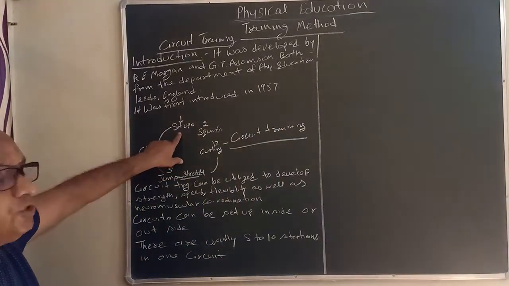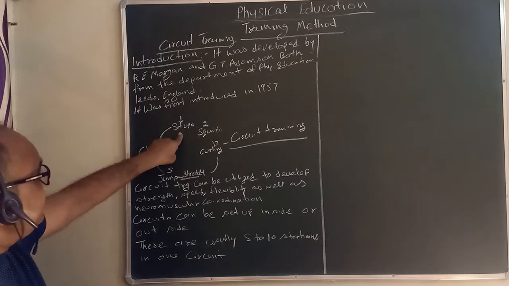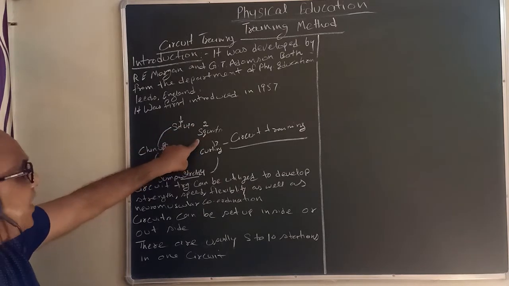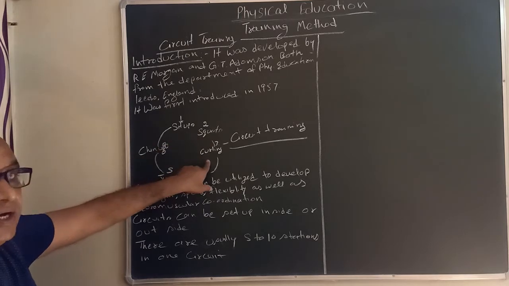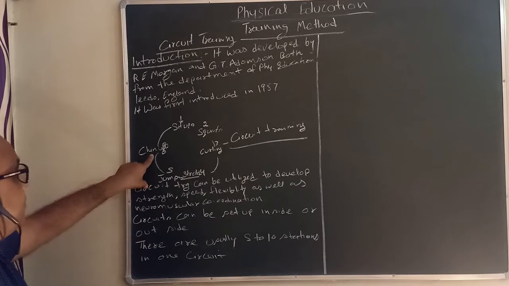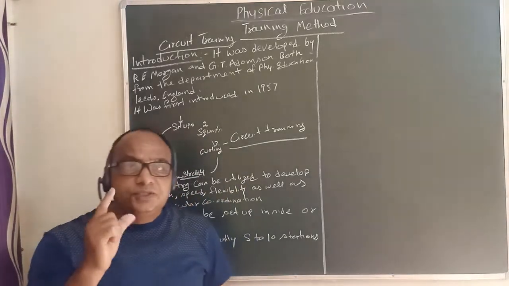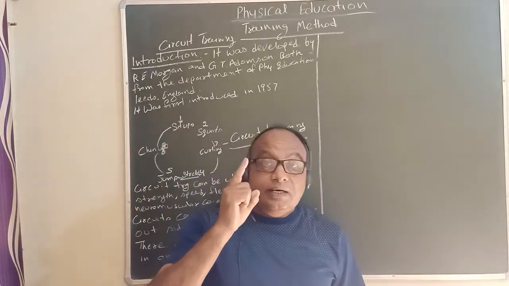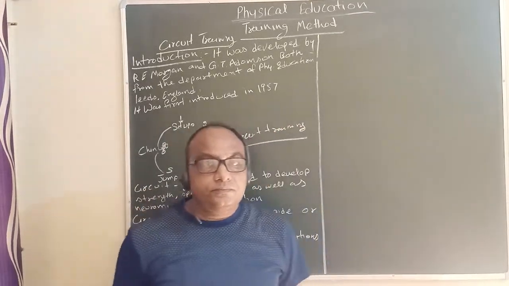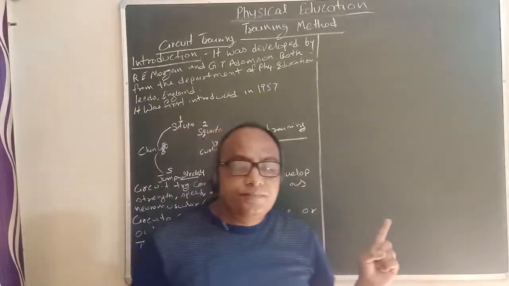First of all, you have to do sit-ups. After finishing it, you go for squats. After that, you go for curling. After that, stretching, jumping, and at last, you complete your chin-ups. This is your one rotation. Here, your one circle will be completed.